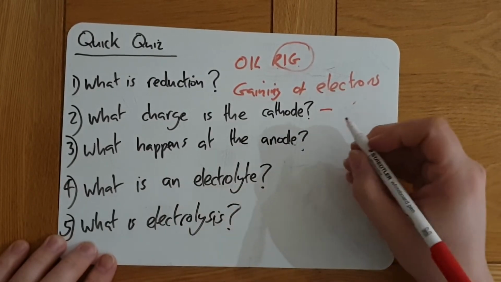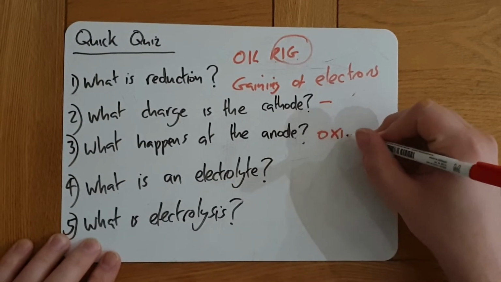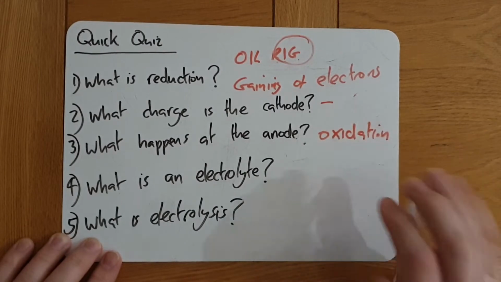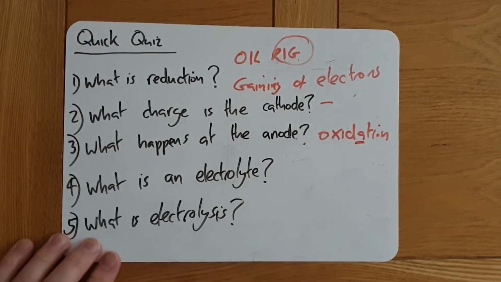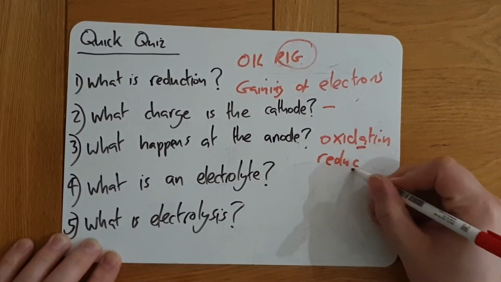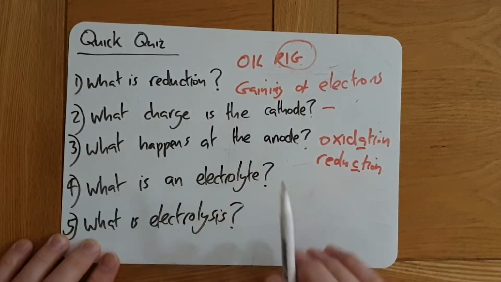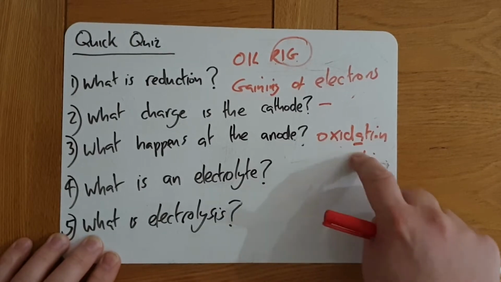What happens at the anode? If you remember, in the previous video I went through this. Oxidation. A for anode, A for oxidation. The other one is reduction. Reduction happens at the cathode. So what happens at the anode? Oxidation.